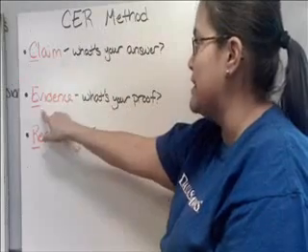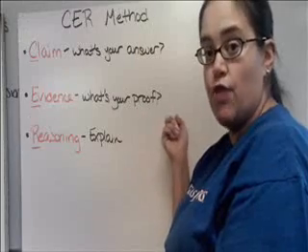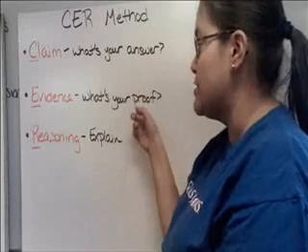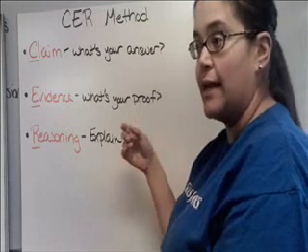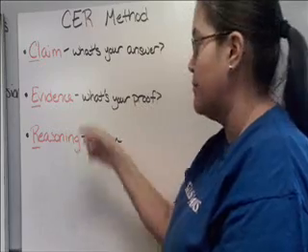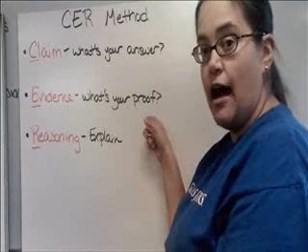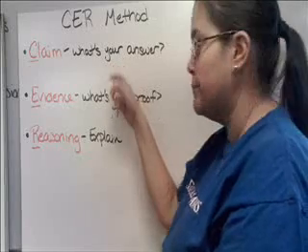Evidence is the E in the CER. Evidence. What's your proof? So how do you know? For my fertilizer example, I might say, plant D had the most amount of fertilizer and also grew the tallest. That would be my evidence of my answer, which was that more fertilizer is better.